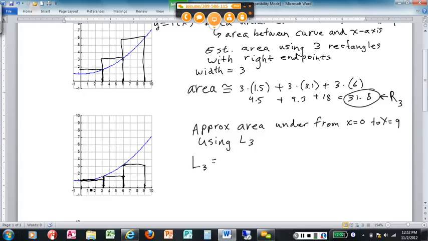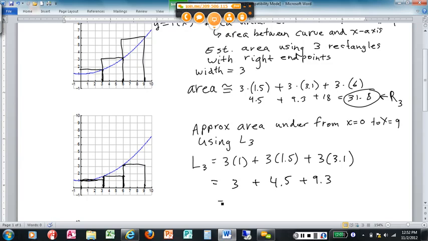So what does that give me? Well, it gives me a 3 by 1 for the first one. A 3 by 1.5 for the second one, and then a 3 by 3.1 I think is what we had. It's a little above 3, so something like that. So L3 would be 3, 4.5, and 9.3. So that is also 16.8. Quite a bit of difference between L3 and R3, but you can see why.